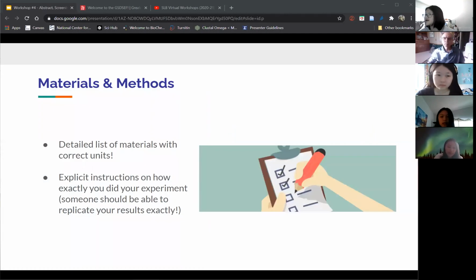Next we have materials and methods. You essentially make a list of the materials you use, followed by a detailed description of your procedure, or how you did your experiment. Things to note are you should always use the metric system for all of your units and be very explicit with your procedure. You need to be detailed enough so somebody could replicate your results when they perform the same exact experiment.